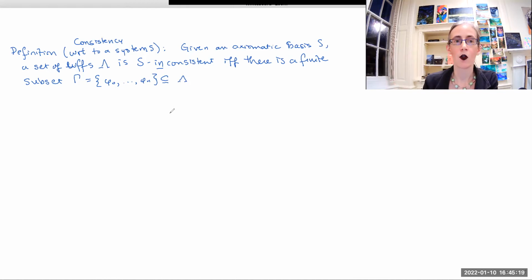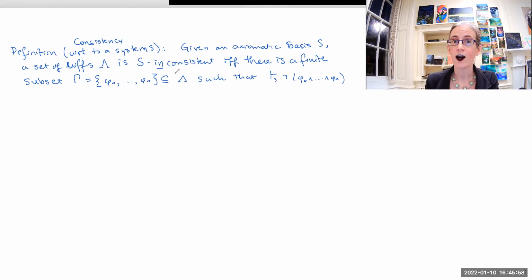Doesn't really matter. All that we know is that we have some particular subset, phi 0 to phi n, such that in this particular proof system, you can prove the negation of the conjunction of all of them. So take the conjunction from phi 0 to phi n, and if you can prove the negation of that, then you know that that particular set of sentences is going to be S inconsistent. So in the system, it is possible to prove the negation of the conjunction of some subset of the set.